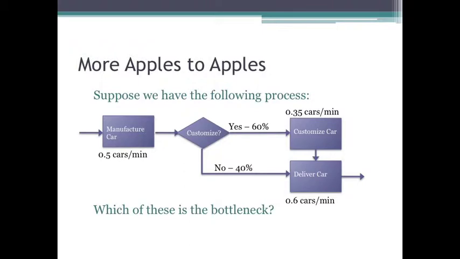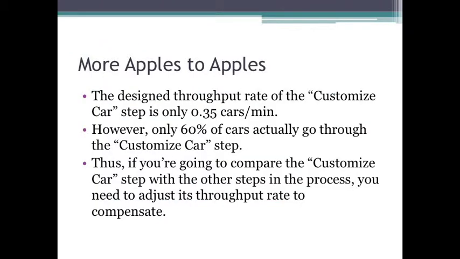So we have 3 steps. Each step has a throughput rate. So which of these is the bottleneck? Well, we have to be very careful in a case like this. You see, if we had just looked at this at face value, we'd see that, okay, it must be the customized car step because it only needs to produce 0.35 cars a minute. Well, that said, only 60% of the cars actually go through the customized car step.